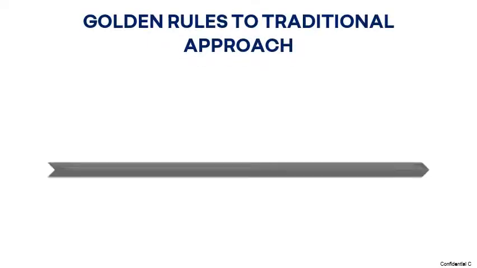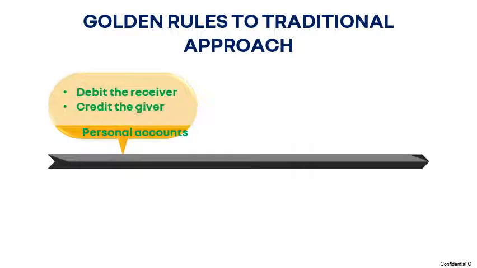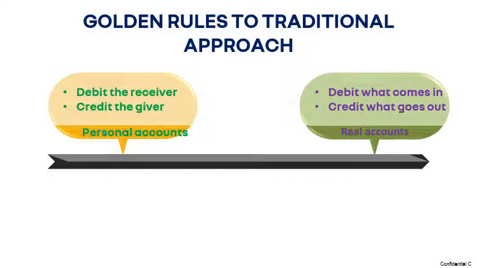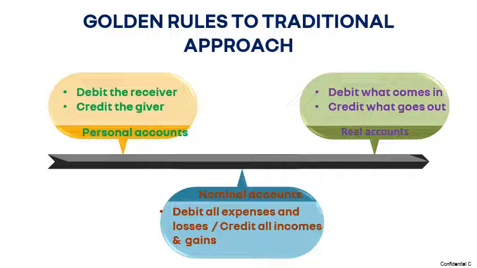So let's see the golden rules. Personal account: debit the receiver, credit the giver. This is the golden rule which you have seen in the last class also. But please remember, these rules are very important. Real account: debit what comes in, credit what goes out. In terms of nominal account, debit all expenses and losses, credit all income and gains.